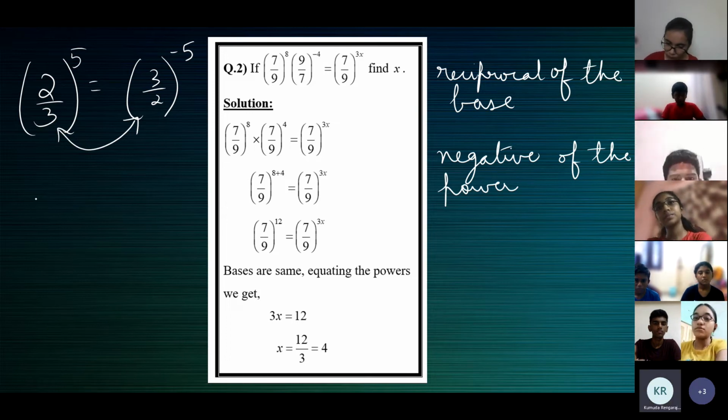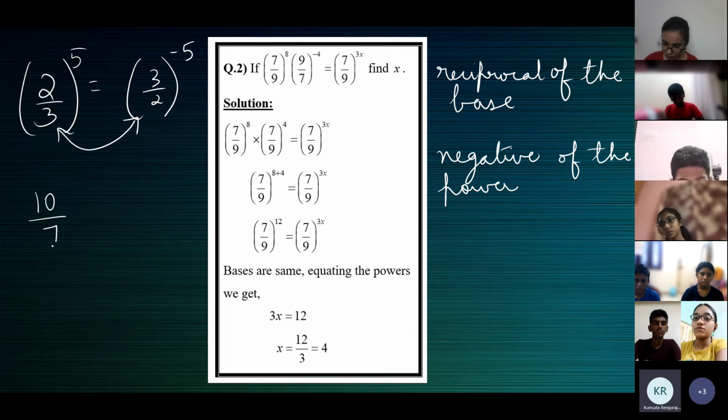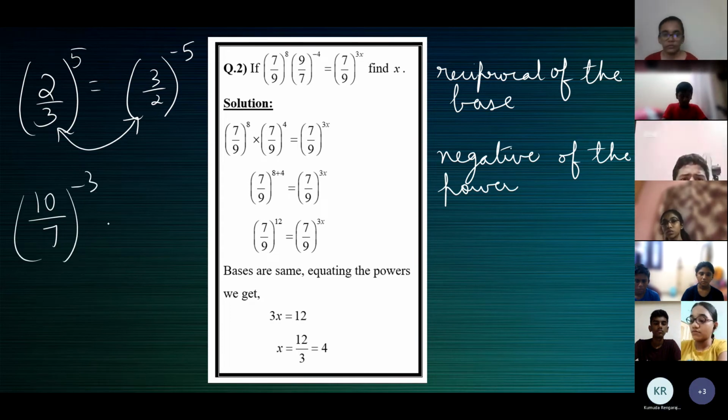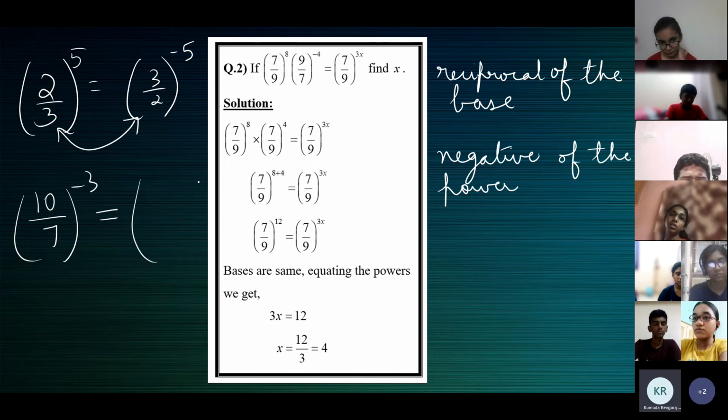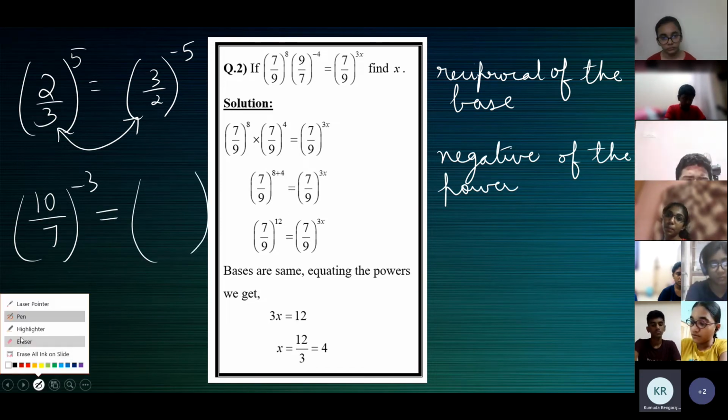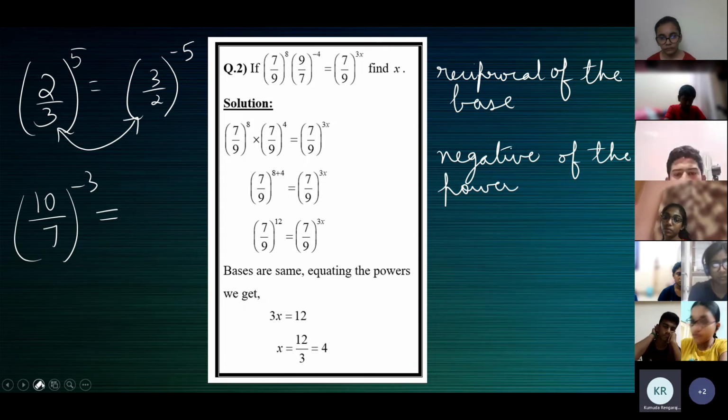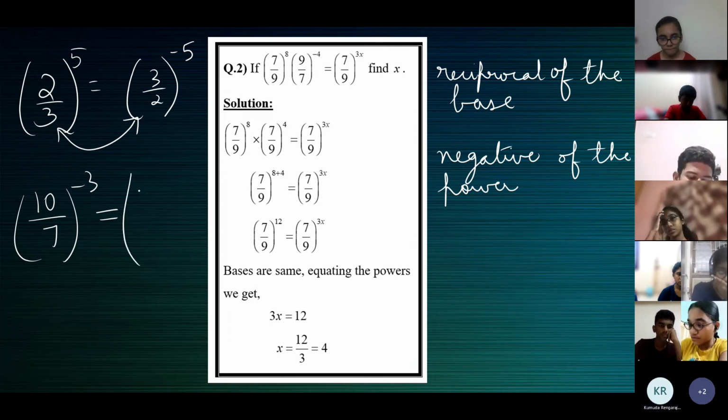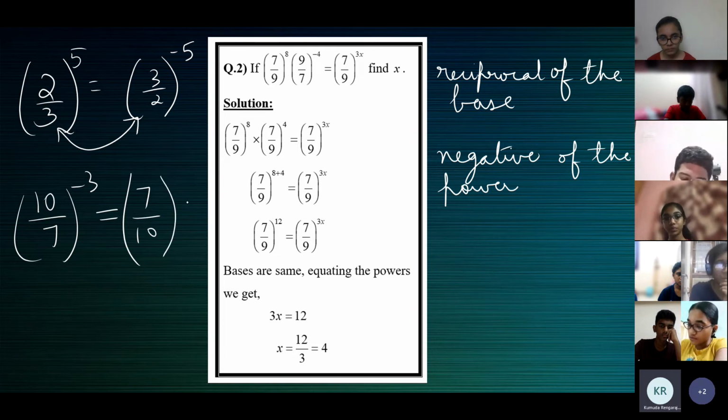Let's take another example. Supposing we have 10 by 7, the whole power minus 3. Its equivalent is to take the reciprocal of the base. What is the reciprocal of the base? 7 by 10. And the negative of the power, minus 3, becomes plus 3. So 10 by 7, the whole power minus 3, can also be written as 7 by 10, the whole power 3. Reciprocal of the base: 10 by 7 is the base, so 7 by 10. Negative of the power, minus 3 becomes plus 3.